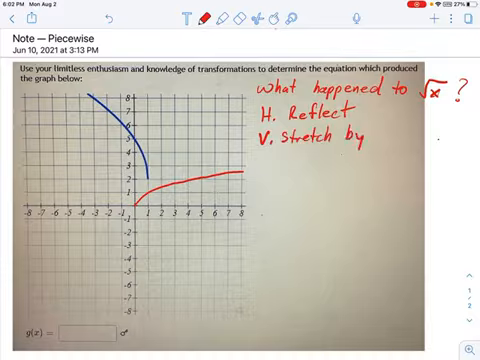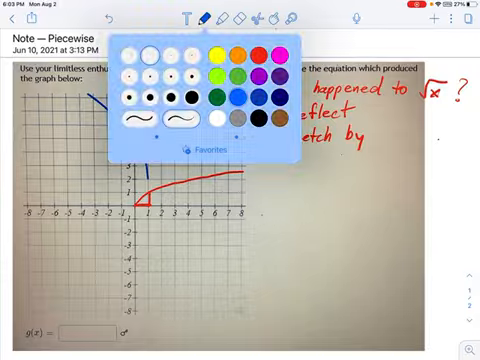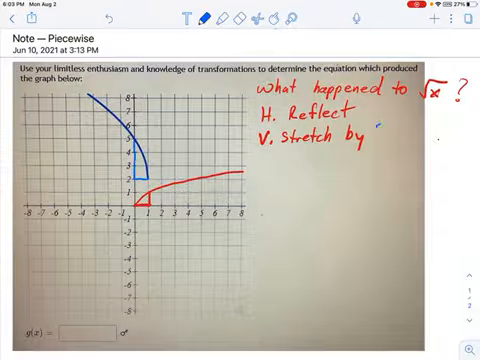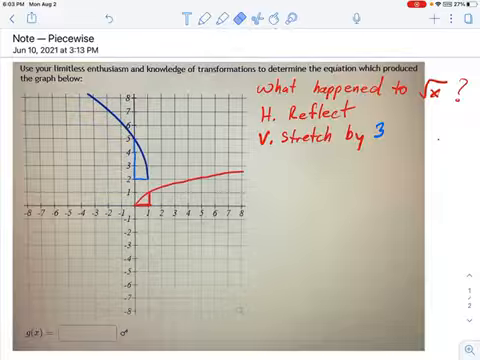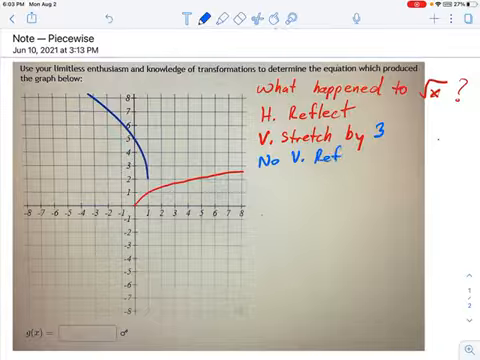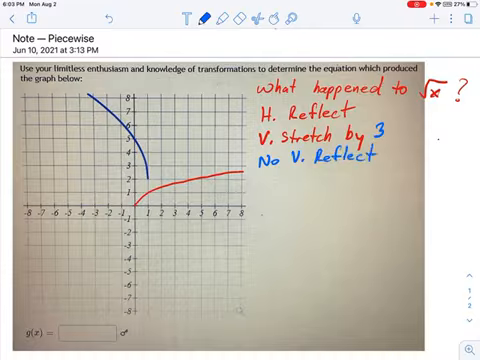And if we count grid lines, we can figure out what the factor was. If you look at the original parent function, it's over 1, up 1. Over 1, up 1, like that. Well, what is this here in blue? This is over 1 and up 3. So that is a factor of 3 right there. We've got a vertical stretch, no vertical reflection. Let's just write that down because that's such good news.